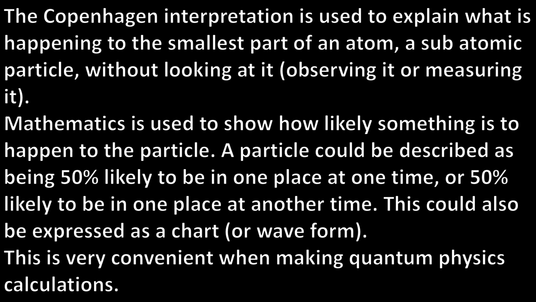The Copenhagen interpretation is used to explain what is happening to the smallest part of an atom, a subatomic particle, without looking at it, observing it or measuring it. Mathematics is used to show how likely something is to happen to the particle. A particle could be described as being 50% likely to be in one place at one time, or 50% likely to be in one place at another time. This could also be expressed as a chart, or waveform. This is very convenient when making quantum physics calculations.